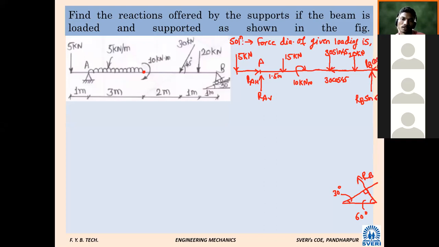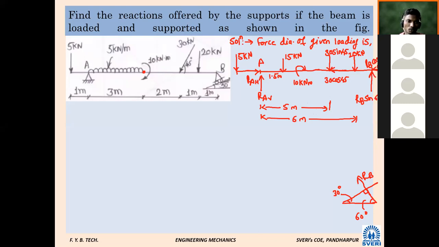RB cos 60. Some distances I have shown 1.5. What will be the distance of 30 kilonewton from point A? 5. Again, what will be the distance of 20 kilonewton? Here it is 6 meter. And the total distance between A and B is 7.